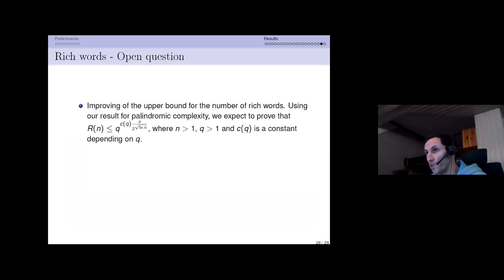Using the upper bound for this palindromic factorization, I guess I already have some ideas how to do it. So I expect to prove this upper bound for the number of rich words. This would be the first sub-exponential upper bound for the number of rich words. I promise nothing. This is my expectation that I should be able to prove it, or I think it should be possible to prove it based on the results that I just presented. So this is one open problem, and also my conjecture for the number of rich words.